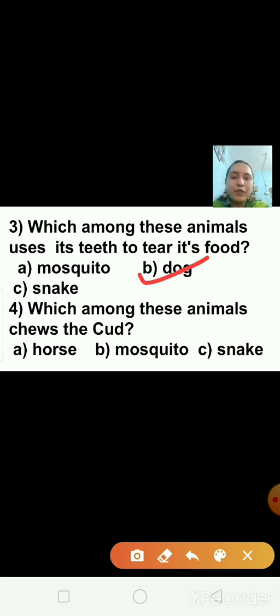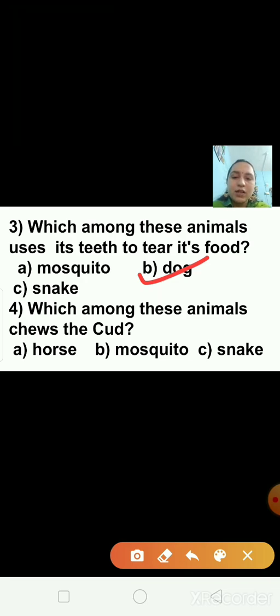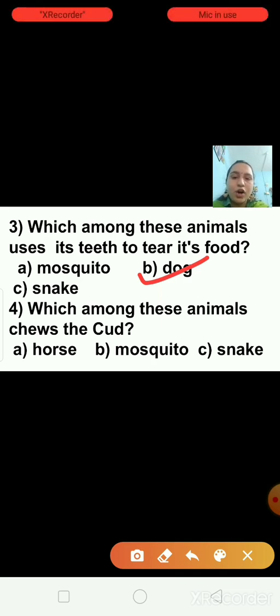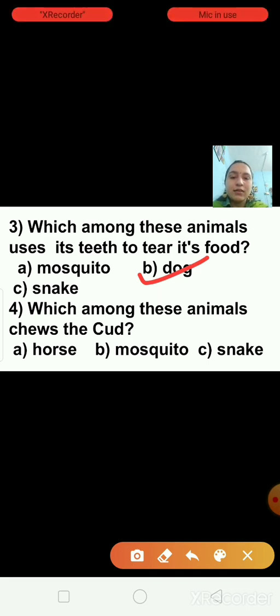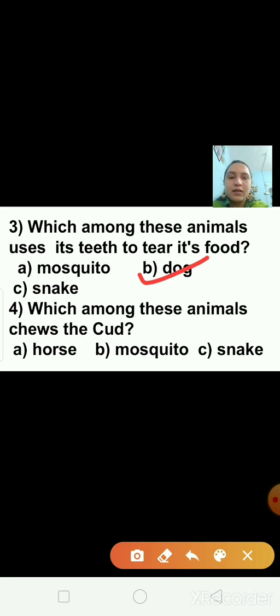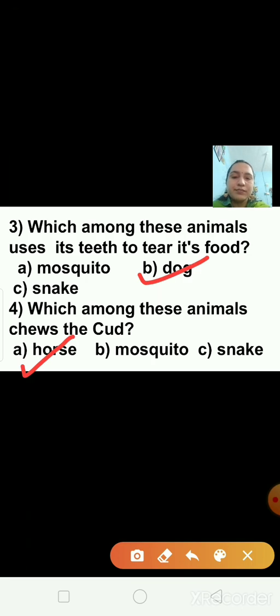Now question number 4. Which among these animals chews the cud? Options are horse, mosquito and snake. So, tell me what is the right answer? Yes, the right answer is horse. Horse chews the cud. Mosquito sucks the blood and snake directly swallows its food.